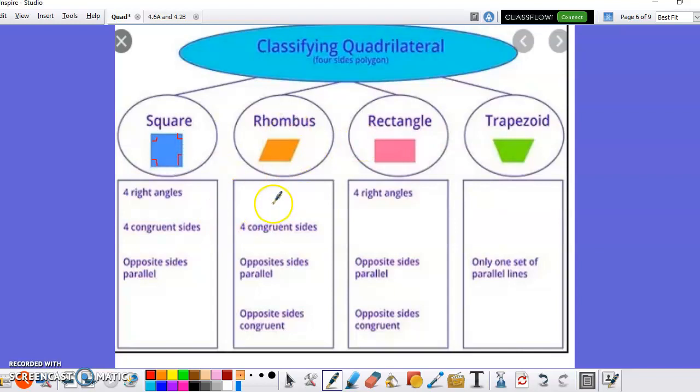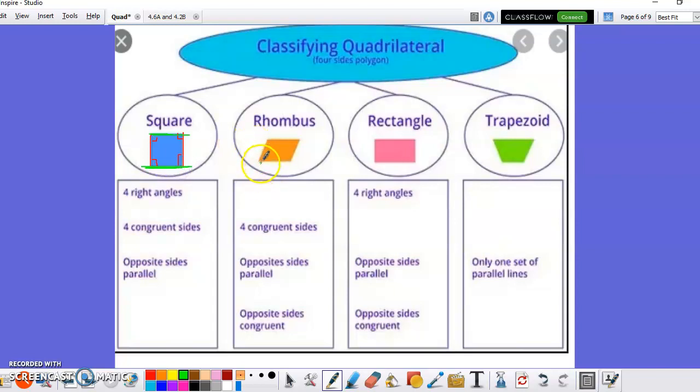We also have a rhombus. It's a four-sided shape. 1, 2, 3, 4. But the thing with the rhombus, it does not make right angles. Also, with a square, it has opposite sides that are parallel. So this side here is parallel with this side here. That means they are an equal distance apart. They're going the same direction and they will never touch. As well as this side here is parallel with this side here.